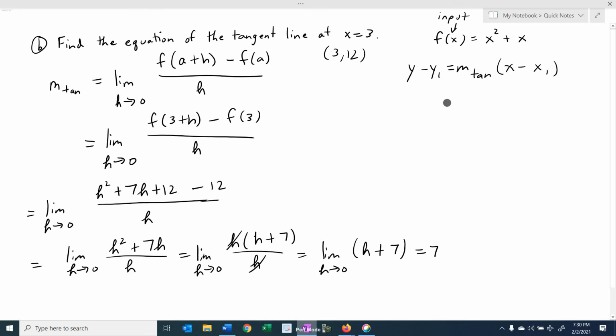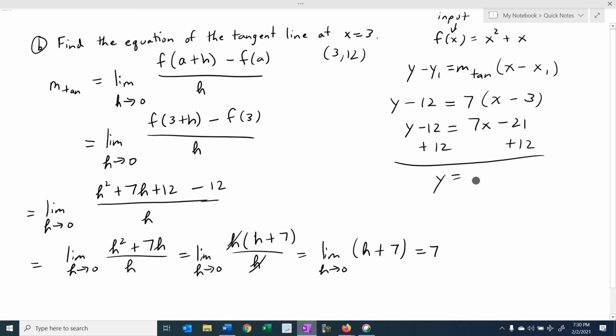Okay, so the slope is 7, and then we have x minus x1, which is 3, and then y minus y1, which is 12. Distribute the 7, so you get 7x minus 21. And then just add 12 to both sides, and you can see that you get y is equal to 7x minus 9. Okay, and that's the equation of your tangent line that goes through this point, 3, 12.